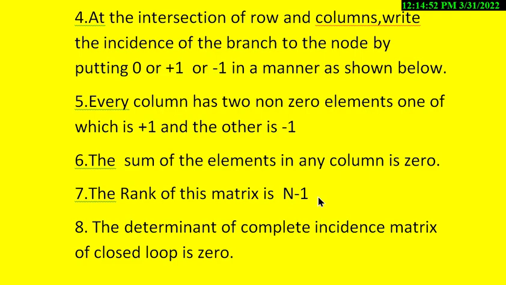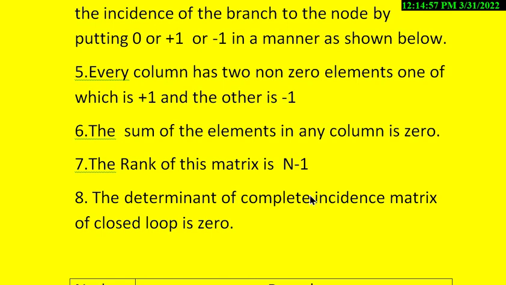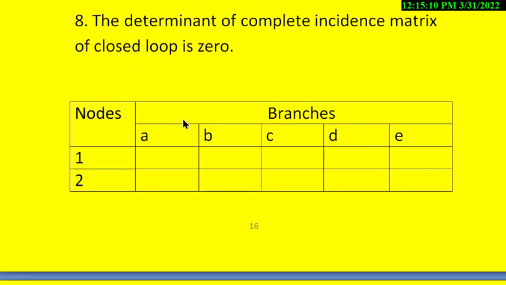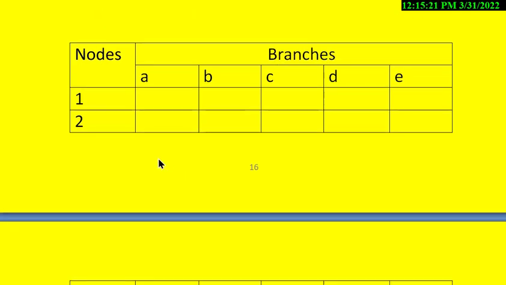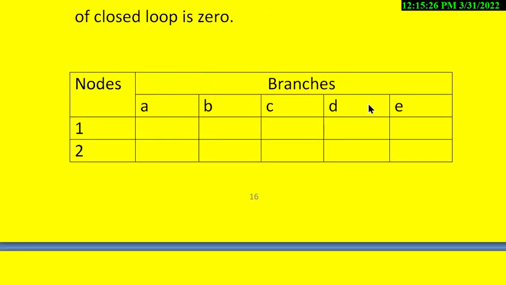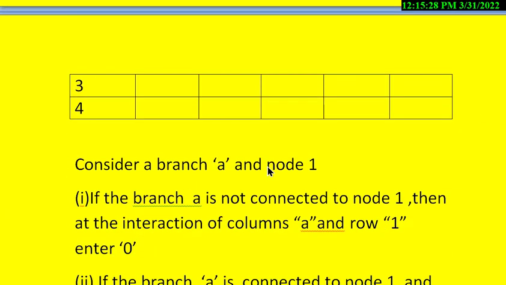The seventh property is that the rank of this matrix is always n minus 1, where n is the number of nodes of the circuit or graph. The eighth property of the incidence matrix is that its determinant is 0. The format for the incidence matrix, as I said above: here we find the nodes, whereas here we find the branches. So nodes 1, 2, 3, 4 like that. Here we get the branches a, b, c, d, e, f like that.